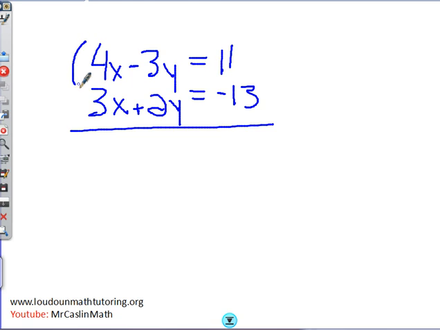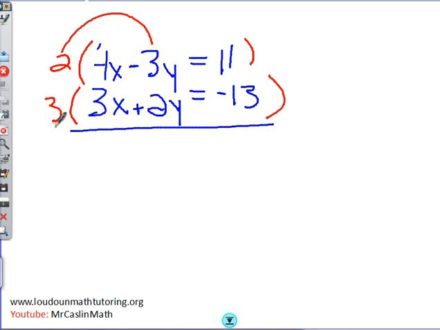Okay, so what if, let me do this in red, what if I multiplied this top equation by 2 and the bottom one by 3? Okay, so what I'm after is 2 times negative 3 is going to be negative 6, and 3 times 2 is going to be a positive 6. So that'll allow me to end up canceling those. Okay, so we'd have an 8x minus 6y is equal to 22.